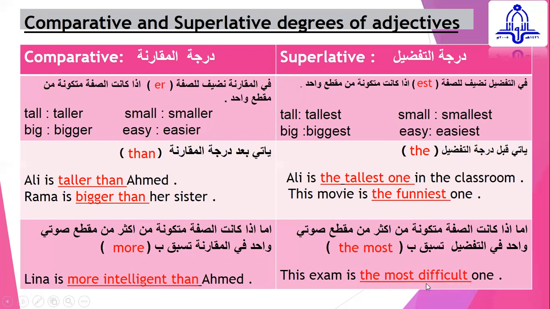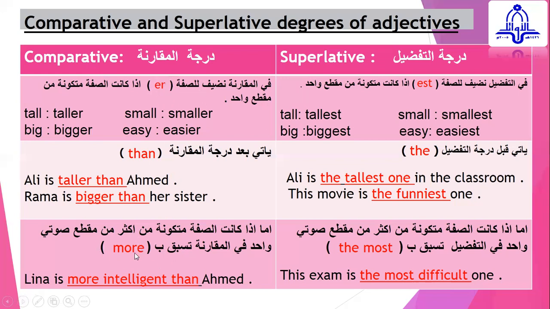لاحظ الصفة difficult. It contains 3 vowel letters. تحتوي على 3 حروف اللي هو حرف ال I, U. 3 vowel letters. So it consists of 3 syllable sounds. تتكون من 3 مقاطع صوتية. إذن هنا لا نضيف EST إلى الصفة وإنما تسبق ب the most. The most. إذن كمراجعة سريعة in comparative if the adjective consists of 1 syllable sound we add ER.